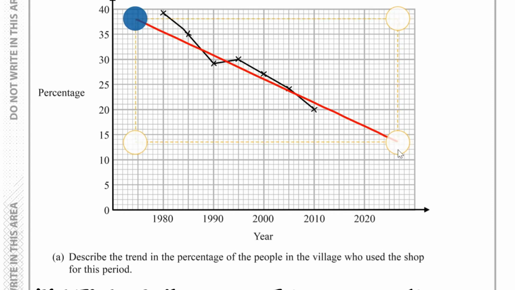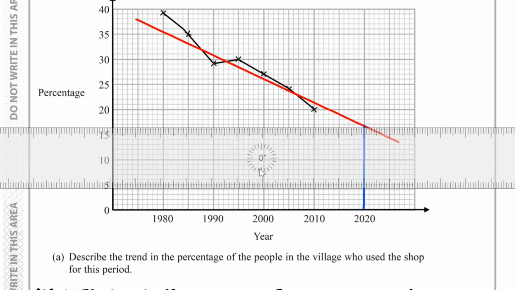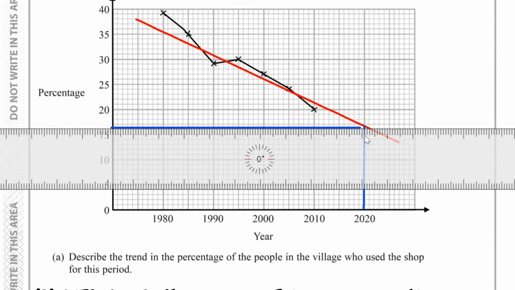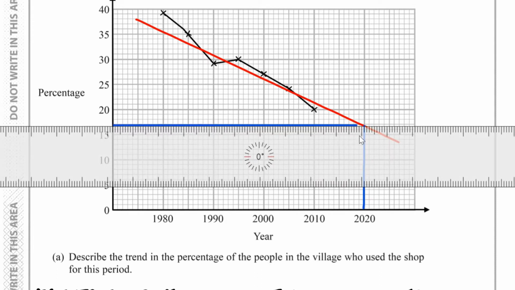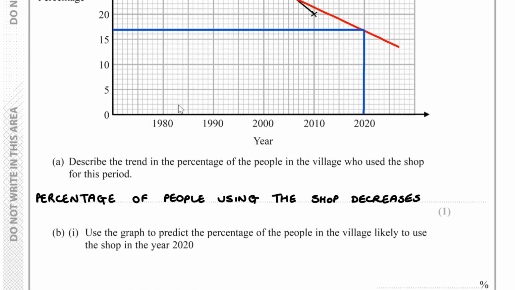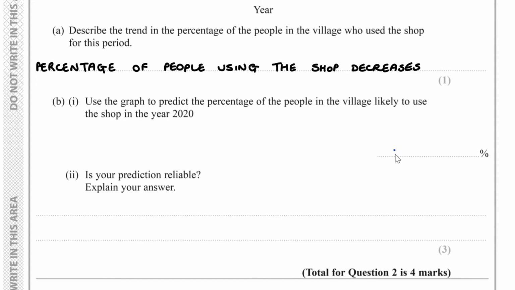So if we draw a vertical line up from 2020, as we see here, and then draw a horizontal line across, like so. Let's just make sure this is slightly more accurate. Then you can see here we've got 17%. So we have 17%.